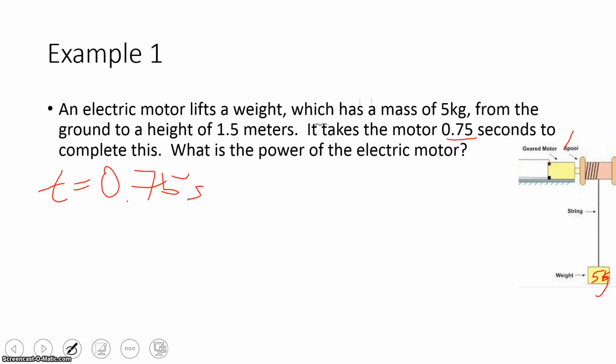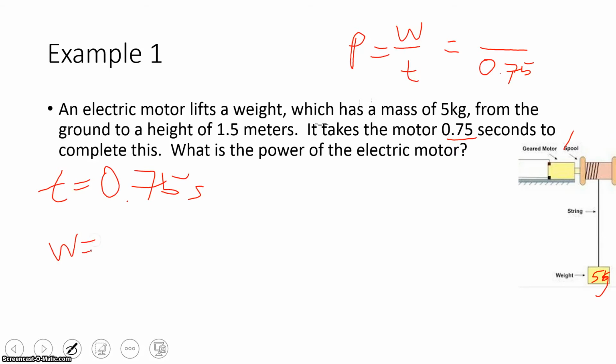Okay, so we are going to solve for the power. Well, I know that the formula for power is work divided by time. I have the time, 0.75 seconds. But what about the work? Do I have the work? Could I find the work? What formula should I use to find the work?